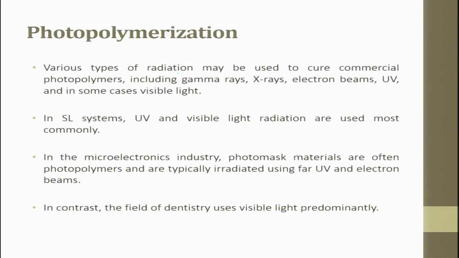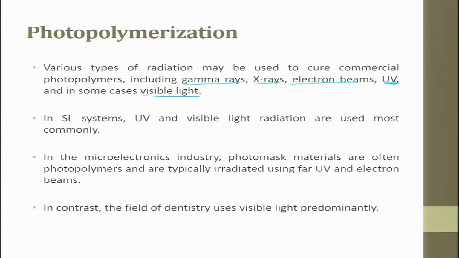Various types of radiation may be used to cure commercial photopolymers, including gamma rays, X-ray, electron beam, UV, and in some cases visible light. UV compared to electron beam, X-ray, gamma rays has a lot of advantages. The advantage of the others can be that the resolution can be as small as possible, but the disadvantage is that they have a lot of side effects, and controlling the system also becomes very difficult from the source to the workpiece. So, we always prefer to use UV light. In SL systems, UV and visible light radiations are used most commonly.